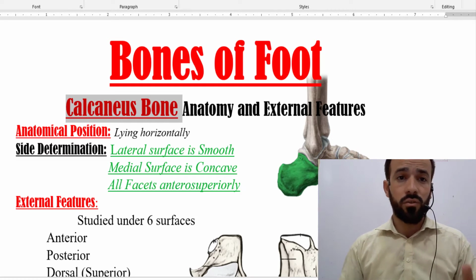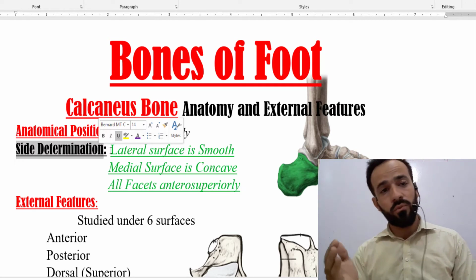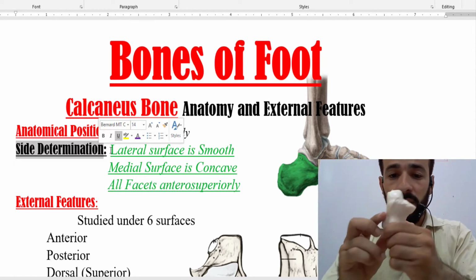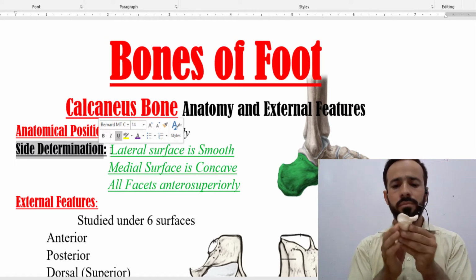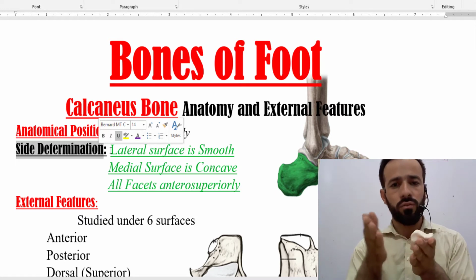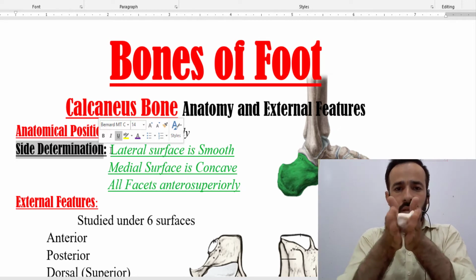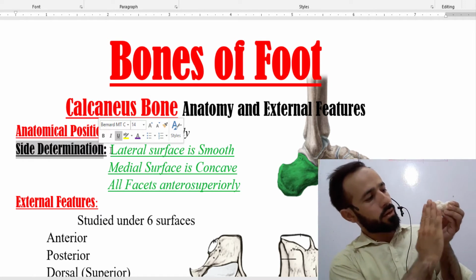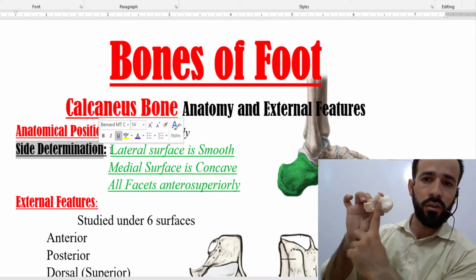Now, about the side determination of this bone: how do you determine whether this calcaneus bone belongs to the left foot or the right foot? I have a separate calcaneus bone in my hand. Look carefully. First of all, there are 2 surfaces which will help you recognize whether it is a right or left bone. If I'm holding the bone in my hand, towards my right hand this surface is a little bit smooth, you can see this is a smooth surface, but if I turn it, you will see there is a concavity, a concave surface.